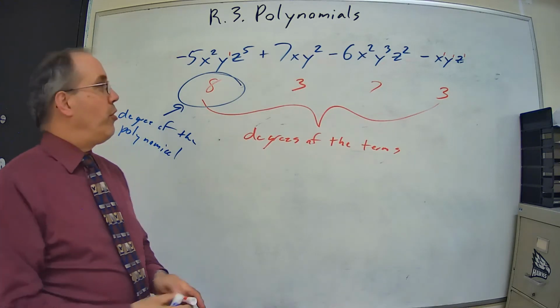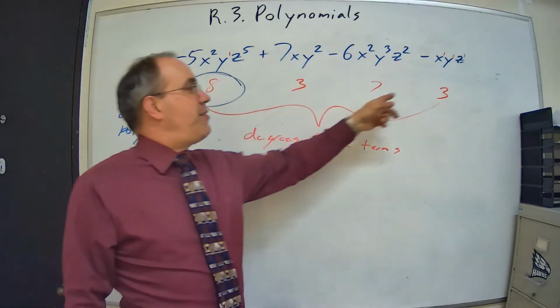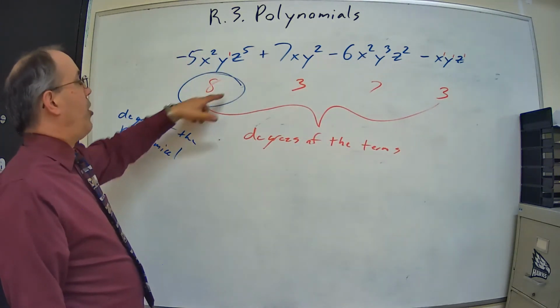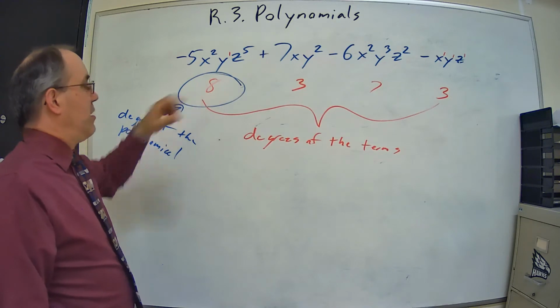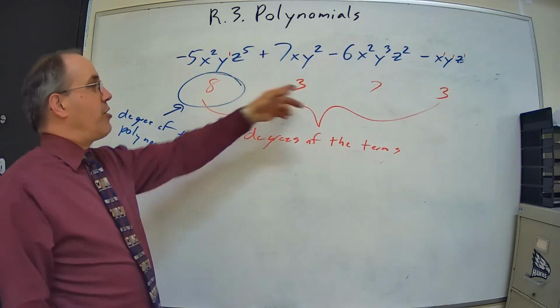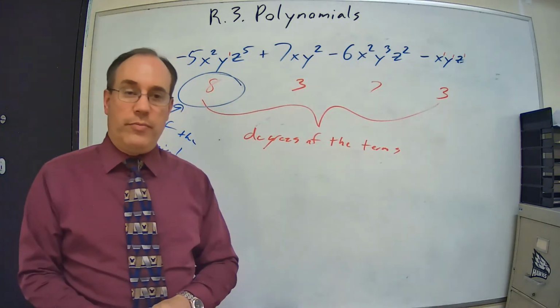So this is a polynomial with 4 terms with degrees 8, 3, 7, and 3 for each of those terms respectively. The degree of the polynomial is the degree of the highest degree term. So 8 is larger than any of the other ones, so that is our degree of our polynomial.